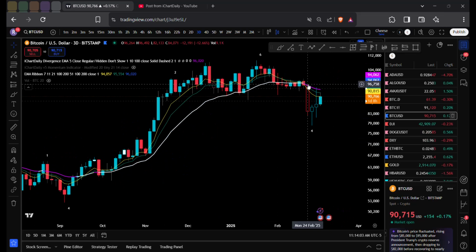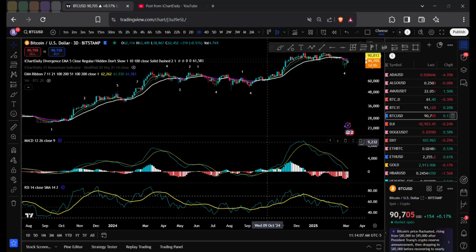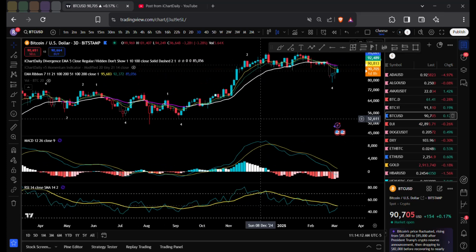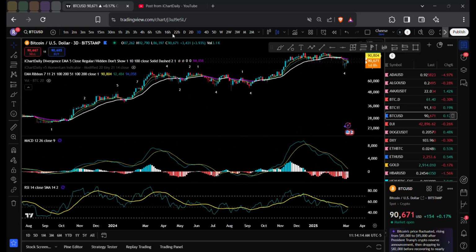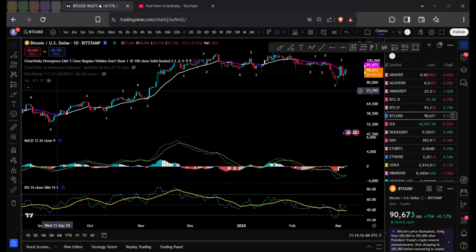As of right now, you can see the moving averages are below, right? It's 21, 11, 7, so that's why the indicator or the bot is showing an X. So those are my alerts on Bitcoin. That's what I'm seeing on Bitcoin.